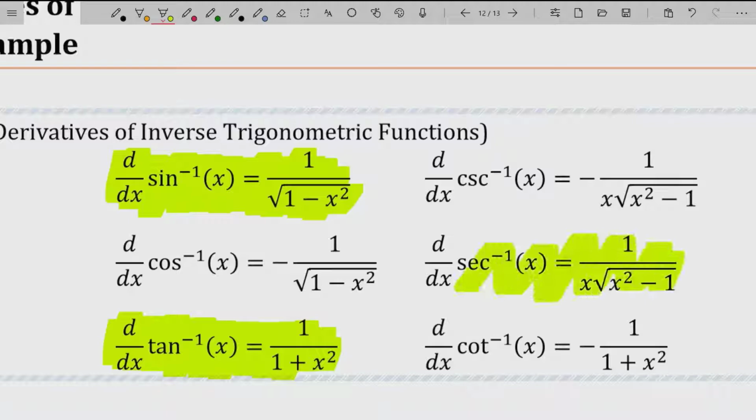So one of the patterns that you should see here is that the derivatives of the inverse trig functions that don't start with "co" are all positive. Well, I say positive, but they all have positive signs. Technically, the derivative of the secant inverse could be negative because you don't know what x is. But as far as signs go, the derivative of the sine inverse, the tangent inverse, and the secant inverse all have positive signs in front of them. And the derivatives of the co-functions, the cosine inverse, the cosecant inverse, and the cotangent inverse, they all start with negatives. And they're the negatives of their co-functions, actually.